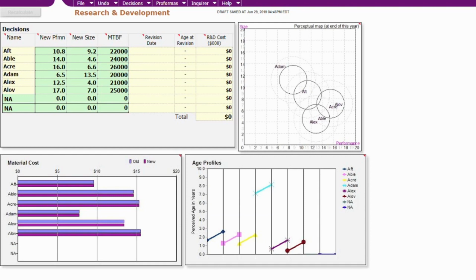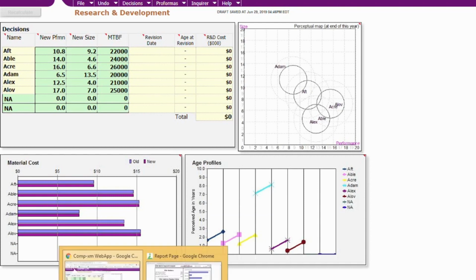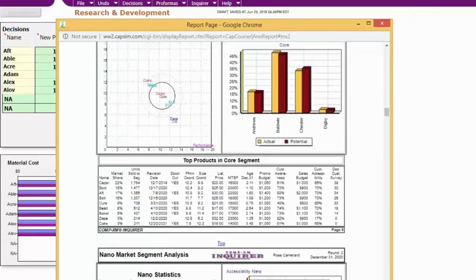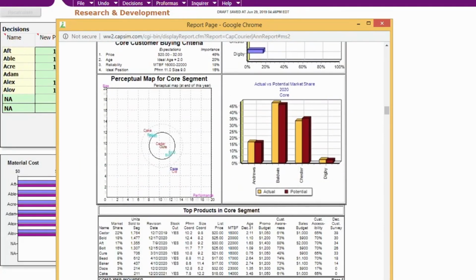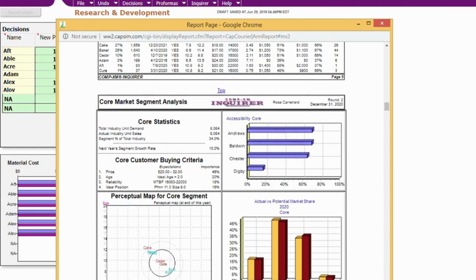So today we are going to discuss how to make grade A COMPXM decisions. After watching this video, you should be more comfortable making research and development, marketing, production, human resource, finance, and total quality management decisions.